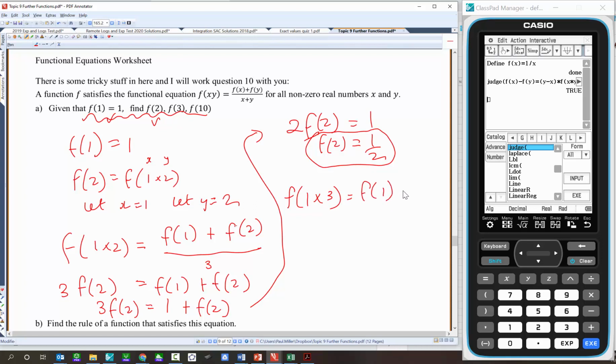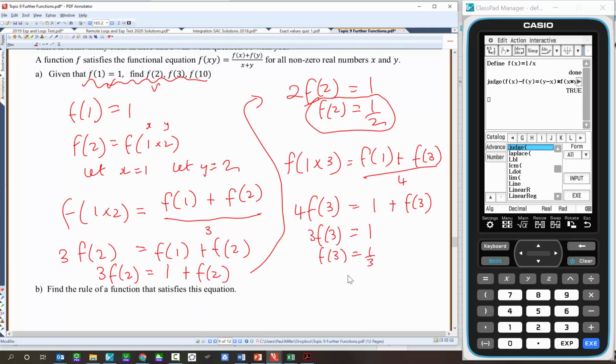I've got f of 1 plus, not times, so I'm putting that into the identity, f of 3 all over 4. All right, now what's that going to be? It's going to be 4 f of 3 equals f of 1, which I know already, plus f of 3. Subtract f of 3 from both sides, and I've got 3 f of 3 equals 1. f of 3 equals 1/3.